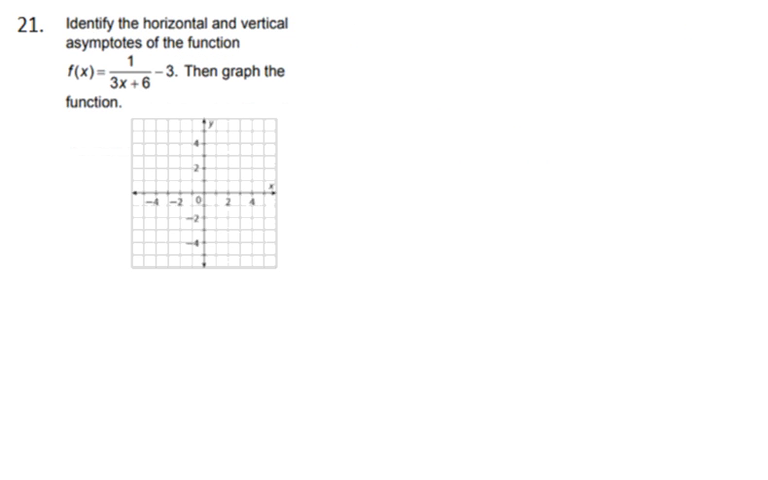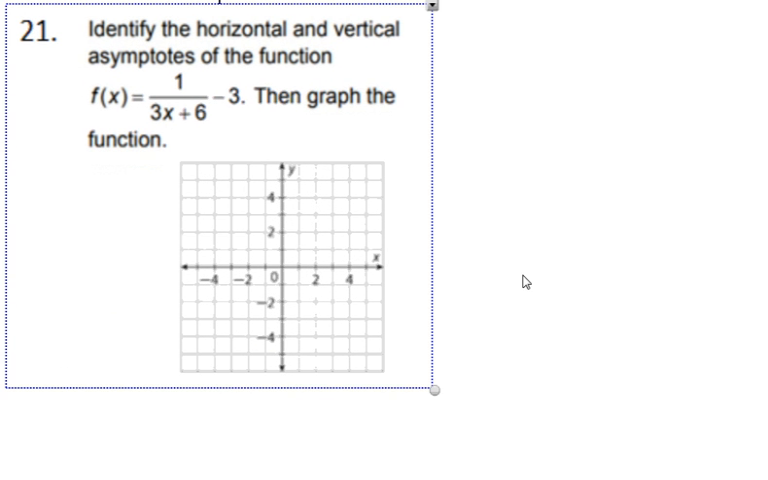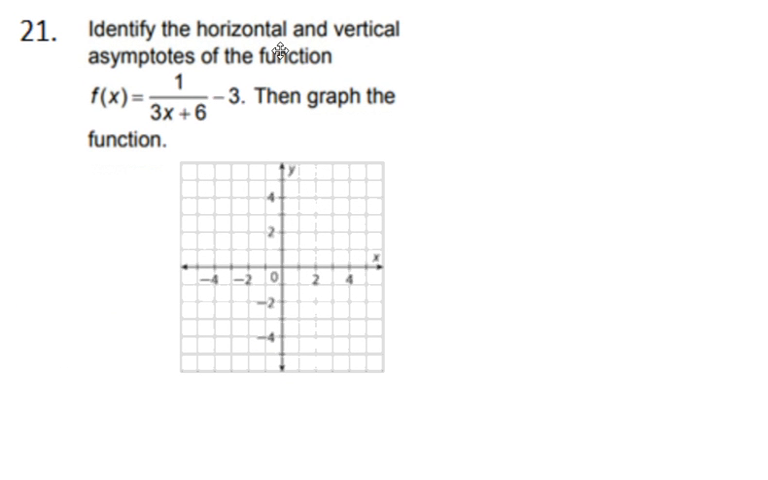Now 21. Identify the horizontal and vertical asymptotes of the function. Then graph the function. And you really have different options for this. Analytically, there's a way to go. We did that in the class. There's also just using the calculator.